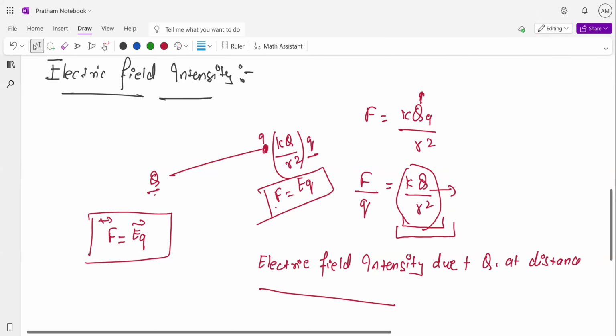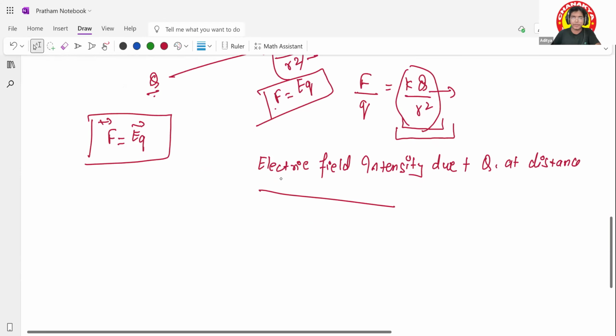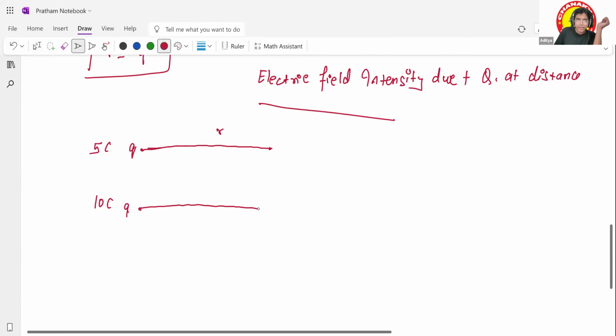Now just assume I'm working in two different pictures. I'll take two different pictures for two different charges. I have one charge, let's say 5 coulomb Q over here, and another charge 10 coulomb. Another Q. Both scenarios are two different situations, so don't compare them at the same time. At some distance I am going R, at some distance I'm going R.